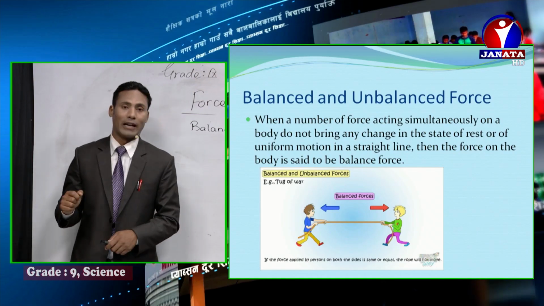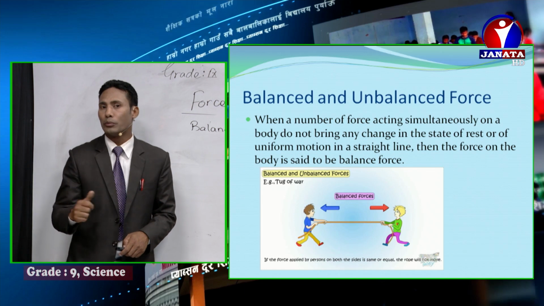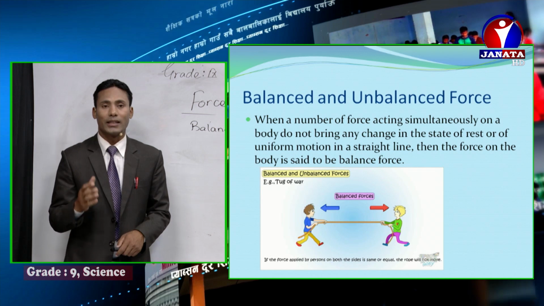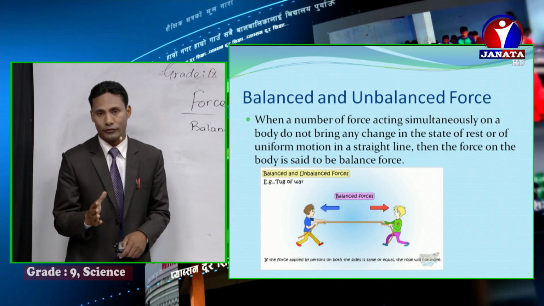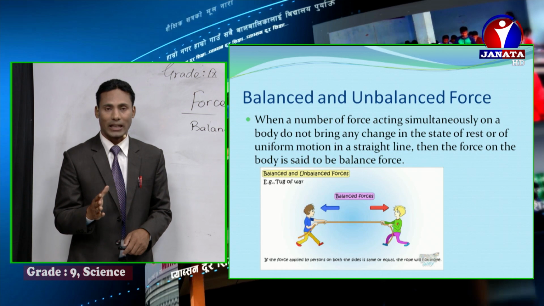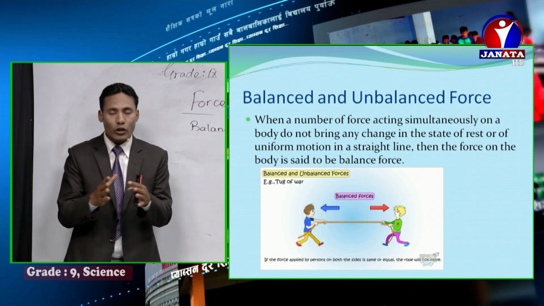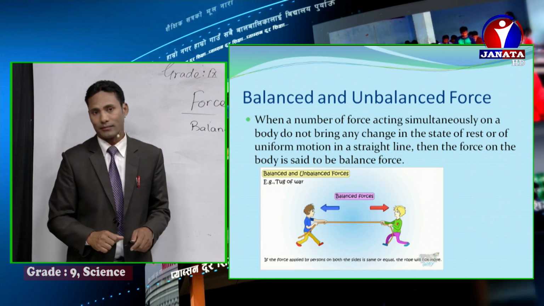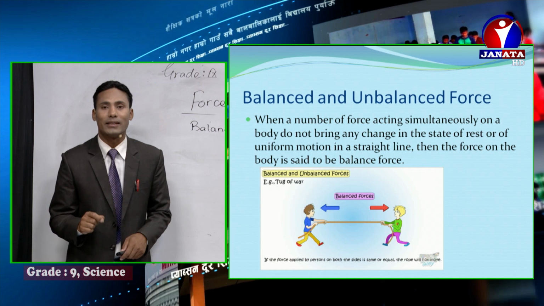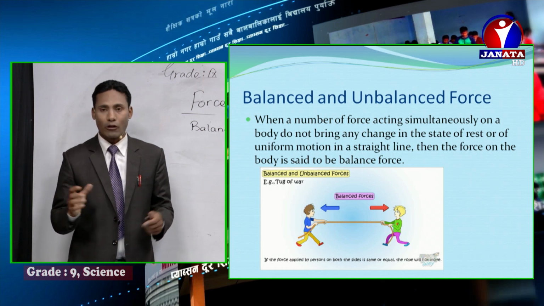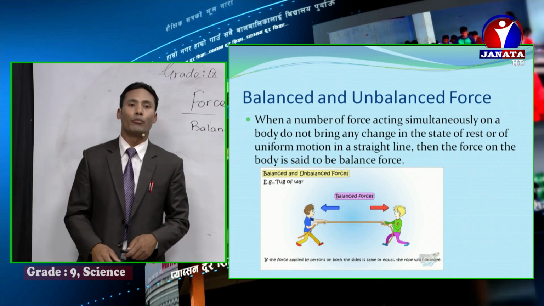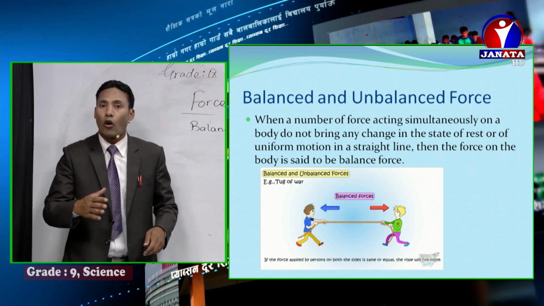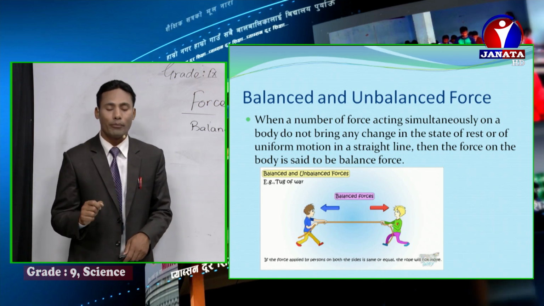In that tug of war, if both groups apply an equal amount of force, then the rope does not move, right? What I mean is, when an equal amount of force is applied in opposite directions, then movement is not possible. That is known as the balanced force, right? And out of the two groups, if one group applies more force, then that group will pull the remaining group in its own direction, which is called the unbalanced force.